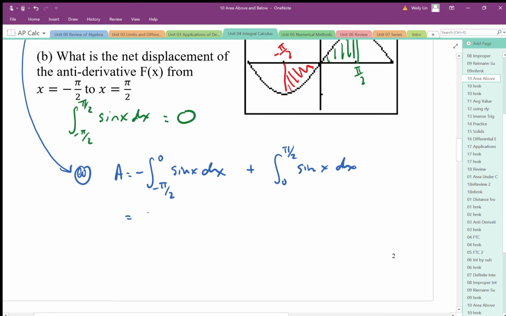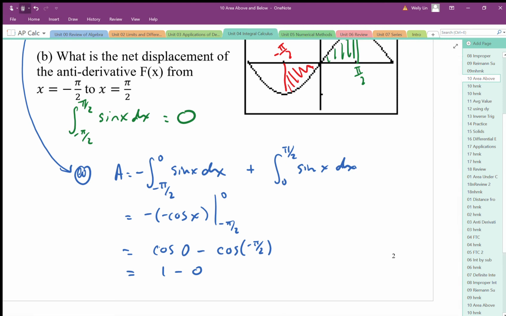We end up with negative of negative cos x, from negative pi over 2 to 0. When we work that out, that's going to be cos 0 minus cosine of negative pi over 2. Okay, so cosine of negative pi over 2 is 0. That's what we're going to get for that part. So we end up with an area of 1.